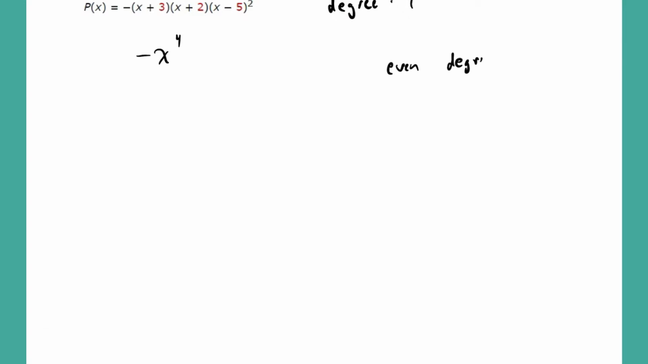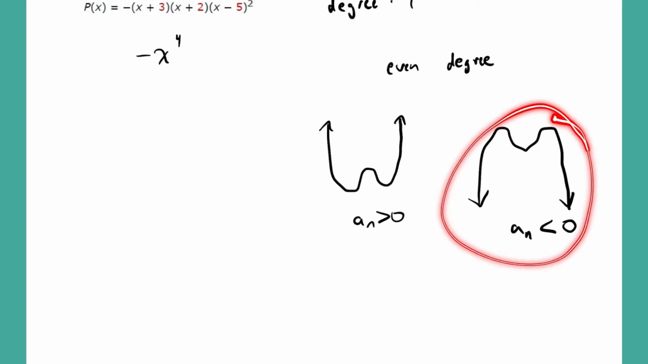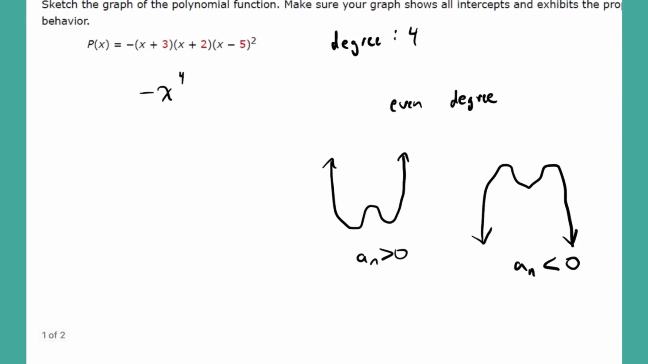So when you have an even degree, your functions are either going to look like this or it's going to look like this. We really don't know how many times it's going to turn in between. We just know that the end behavior is going to rise on both sides or fall on both sides. This happens if the leading coefficient is positive. This happens if the leading coefficient is negative. So clearly our leading coefficient is negative, so it's going to look like this.